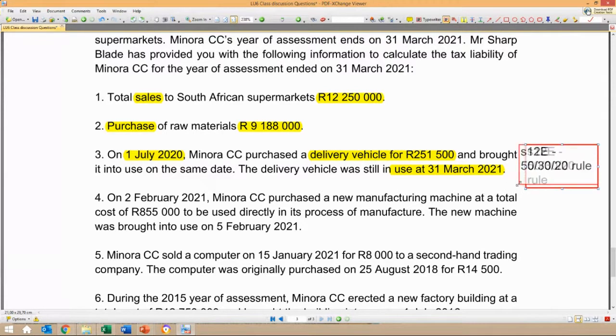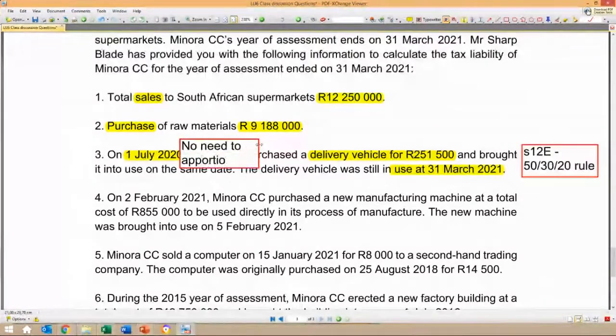Okay, so our capital allowance for this, because it is bought in the current year, we would apply the 50% rule and there is no need to apportion it based on this section number. Okay, so I'm just going to put it in here so that when you go through it again, you can remember that.